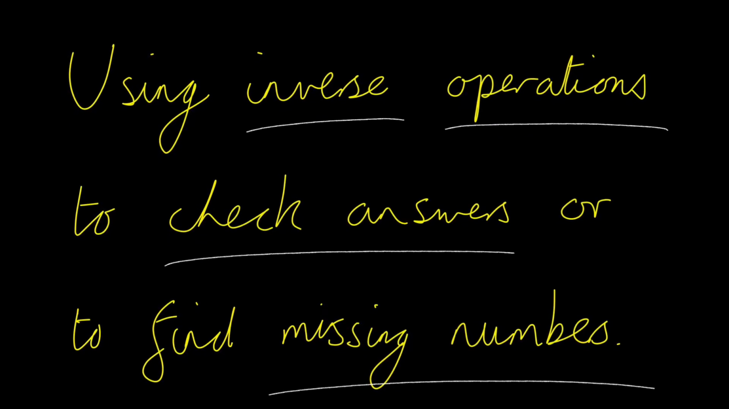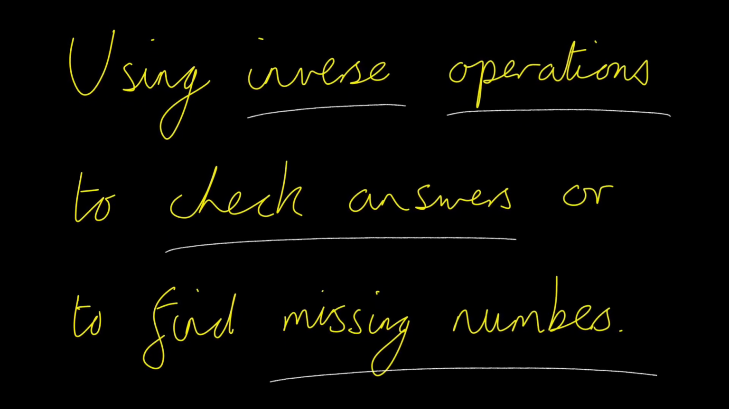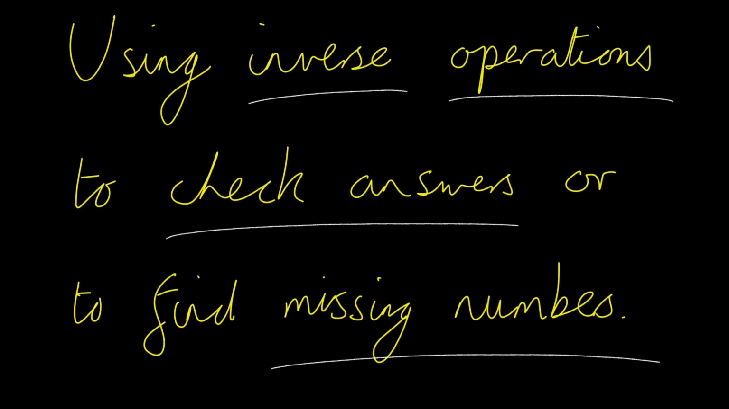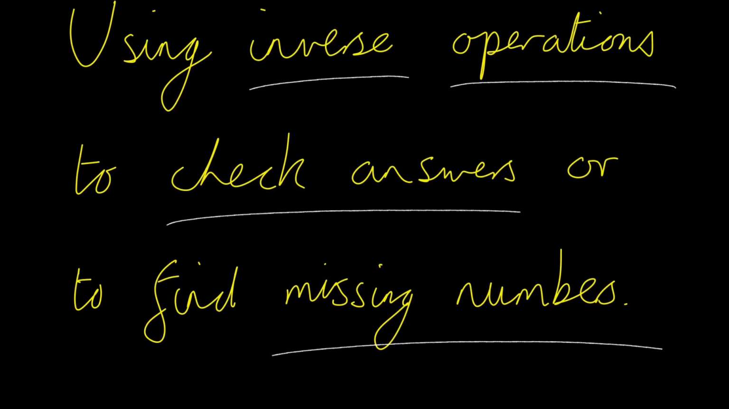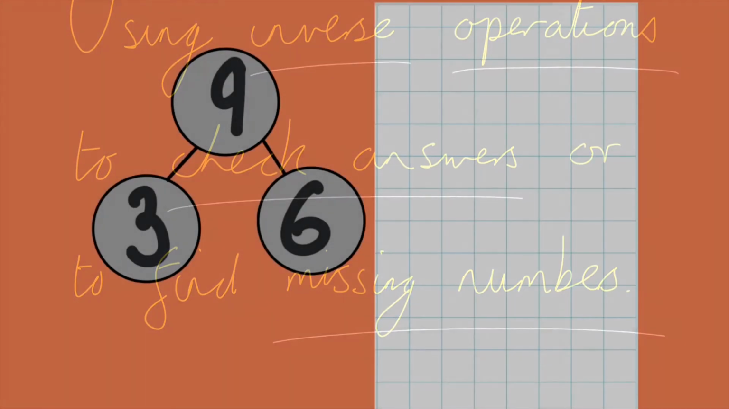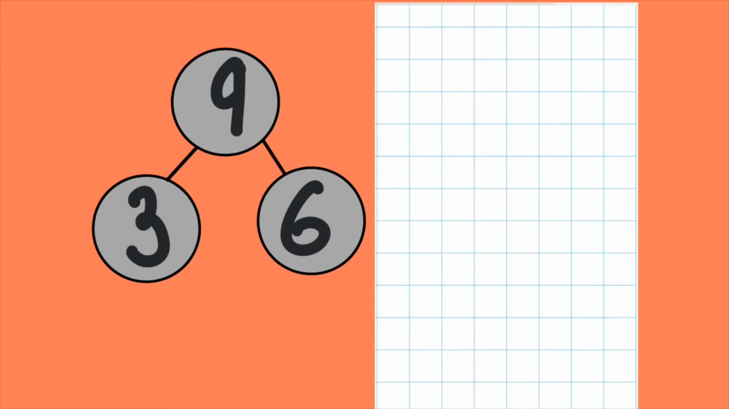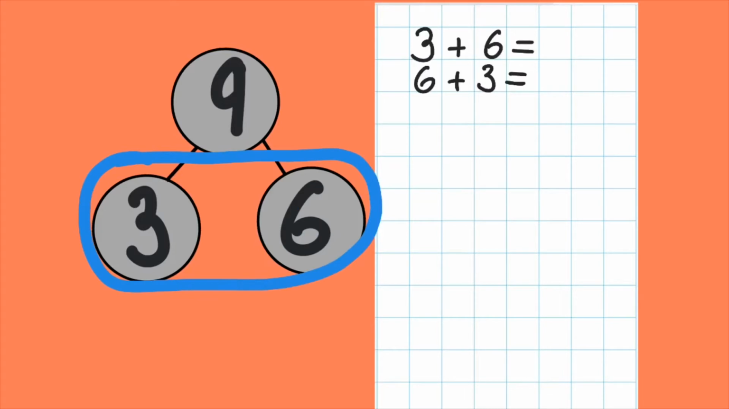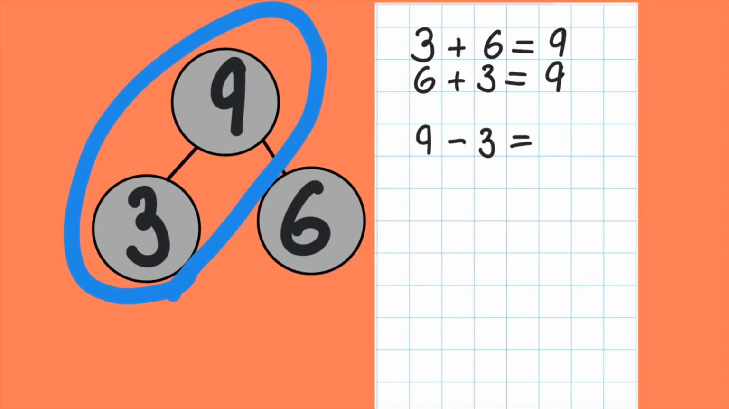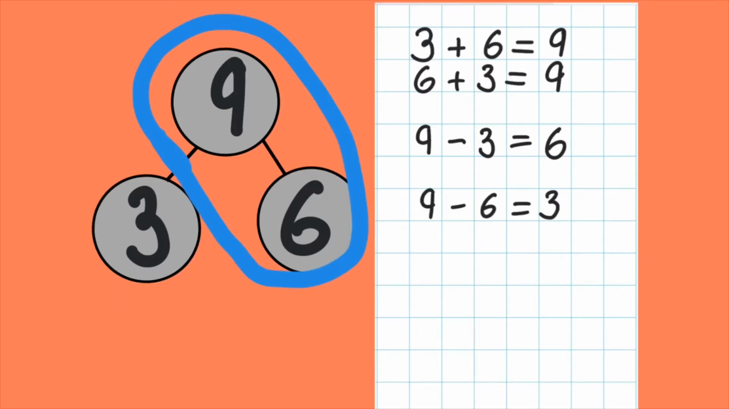This video is going to look at using inverse operations as a checking strategy or to find missing numbers. So here we have a part-part whole model showing a 9, 3 and a 6. And what this tells us is 3 and 6 equals 9 and 6 and 3 also equals 9. It also tells us that 9 minus 3 equals 6 and that 9 minus 6 equals 3.